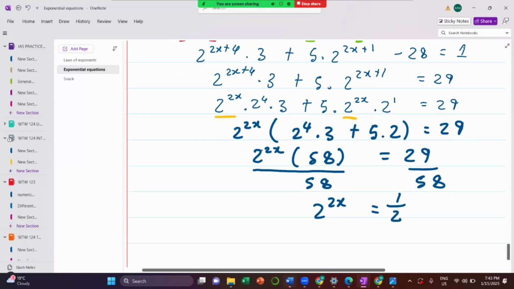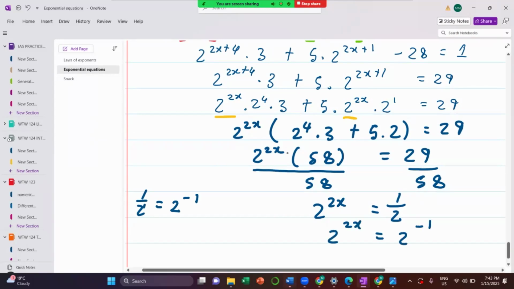And here I have a base of what? 2. But it's just under the division line. So I know that 1 over 2 can just be written as what? Because there's an exponent of 1 here, it's going to be written as 2 to the exponent of what? Negative 1. So I'm going to have 2 to the exponent of 2x equal to 2 to the exponent of negative 1.